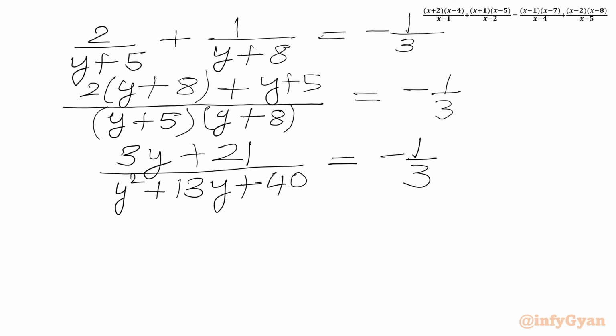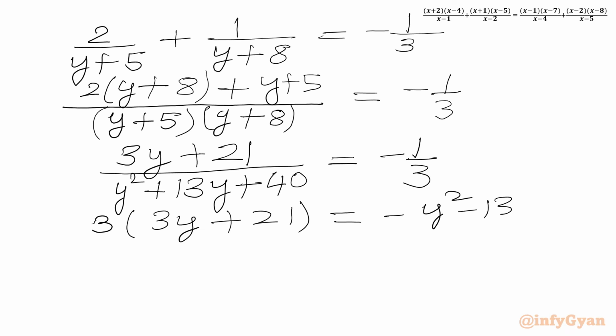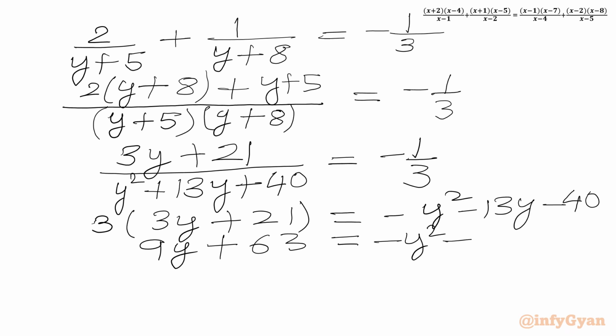Now we will cross multiply. We can write 3 times (3y plus 21) equal to minus 1 times (y square plus 13y plus 40). So let us write minus y square minus 13y minus 40. Or we can say 9y plus 63 equal to minus y square minus 13y minus 40. Now take all the terms to the left hand side.